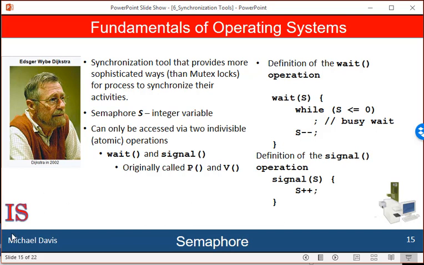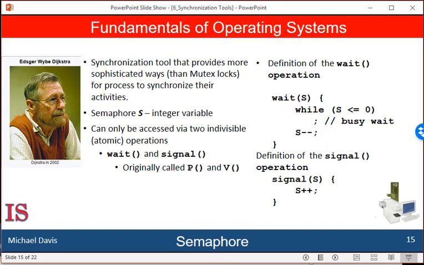All modifications to the integer value of the semaphore in the wait and signal operations must be executed atomically. That is, when one process modifies the semaphore value, no other process can simultaneously modify that same semaphore value. In addition, in the case of wait, the testing of the integer value of S, as well as its modification, the decrement, must be executed without interruption. In other words, the testing and then the decrementing.